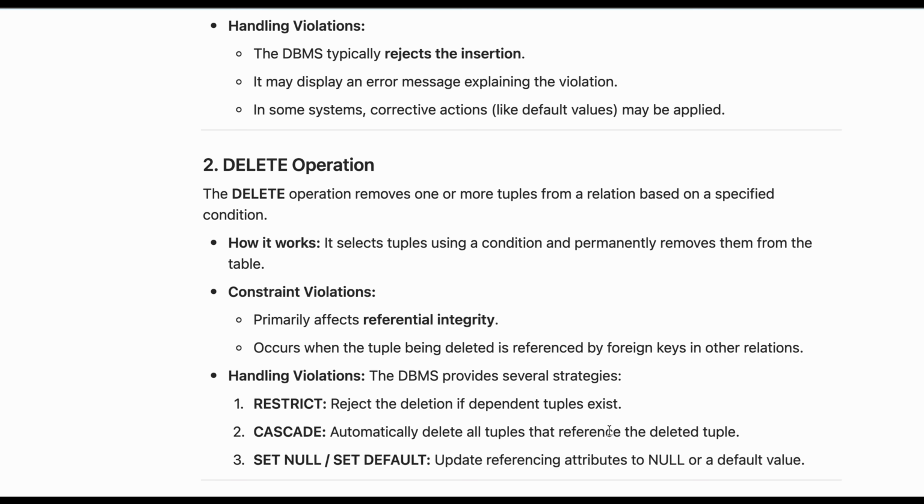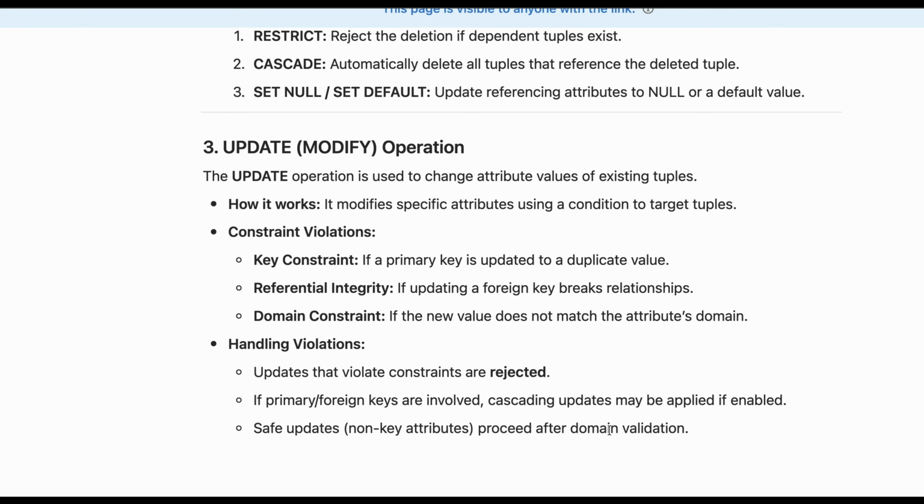Now let's move to the update operation. The update operation is used to modify existing values in a table. Constraint violations here include key constraint, referential integrity, and domain constraint. For example, updating a primary key to a duplicate value or changing a foreign key incorrectly. So this is how you have to write in the examination. One more thing: to handle these violations, the DBMS rejects invalid updates. If keys are involved, cascading update may be applied if enabled. Simple updates like changing a non-key attribute are allowed after validation.